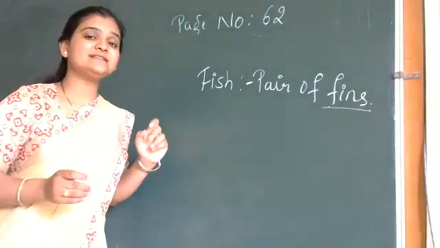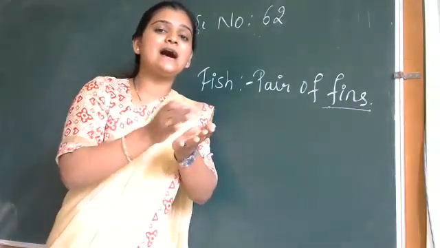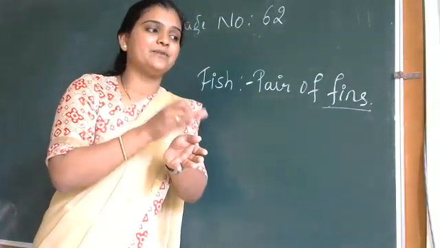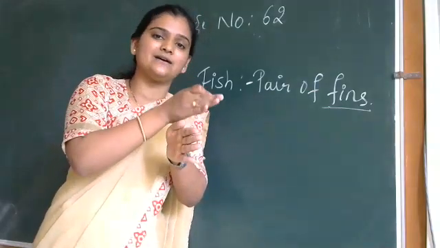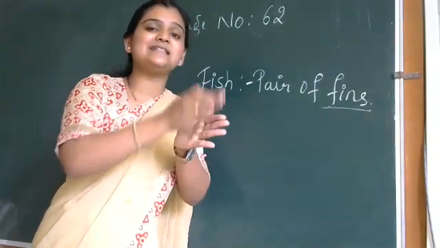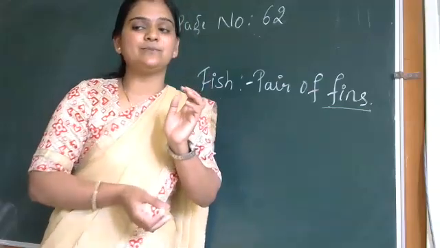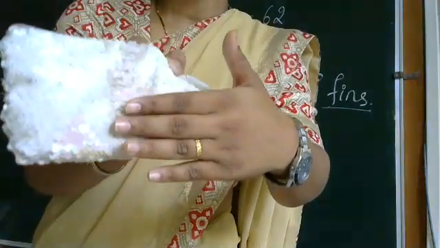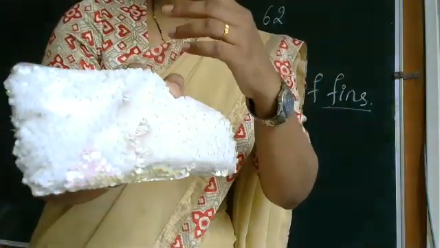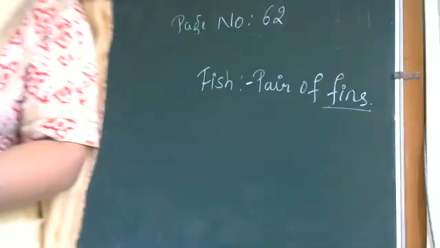Okay, and how are the scales of the fish? They are overlapping. Overlapping means what? As I've shown you, it is one over the other. And the scales are completely flexible. Flexible meaning they are completely movable. You can move the scales of the fish as you want.